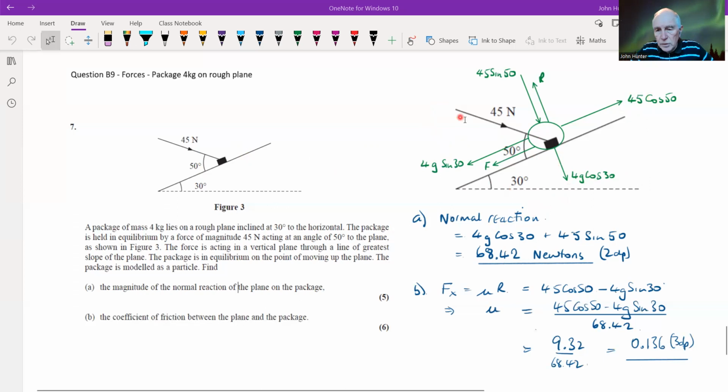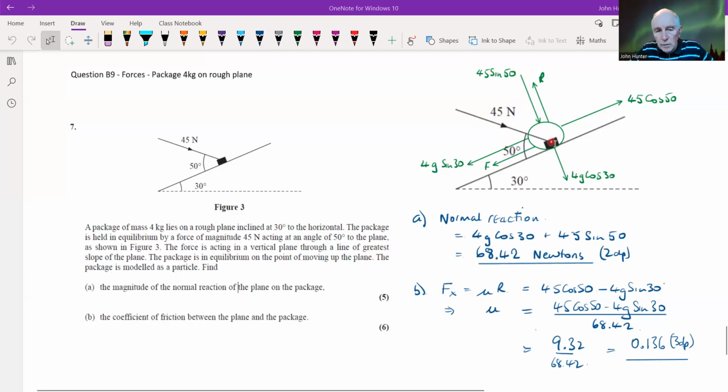We've got this 45 newtons here. I would just say it's in equilibrium on the point of moving up the plane, by the way. We'll come back to that in a minute because that's relevant for friction. But just taking the 45 on its own, it is acting partly up the plane and partly perpendicular to the plane. Since this angle is 50 degrees, the component of that 45 acting up the plane is 45 cos 50, and the component that is perpendicular is this 45 sin 50 coming down here.